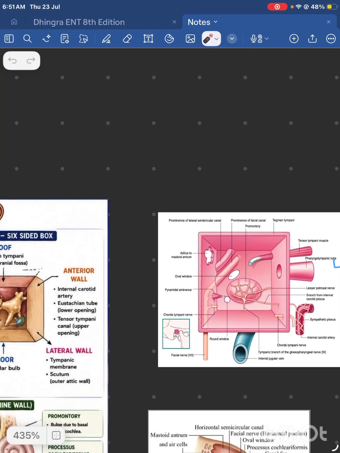Now let's talk about the medial wall. This wall is what we're going to focus on. The medial wall is basically what you can see here. In the medial wall you're finding the promontory. You're finding an oval window here, and above and below it you're finding a round window also, right? Okay, you're finding these things.